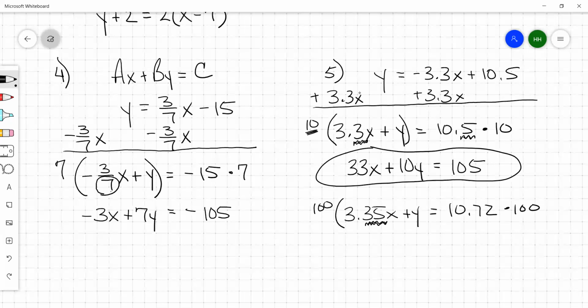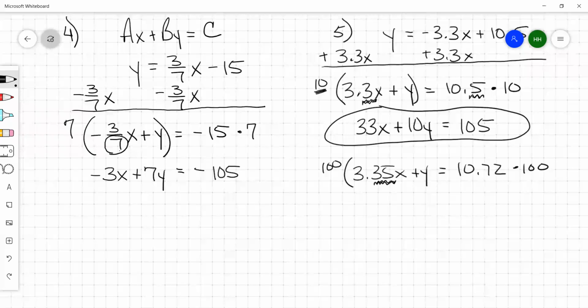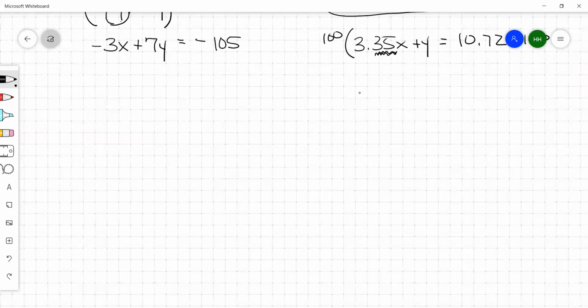All right, numbers 6 and 7 are very similar to each other. I'll do one of those. So this is 6 and 7.